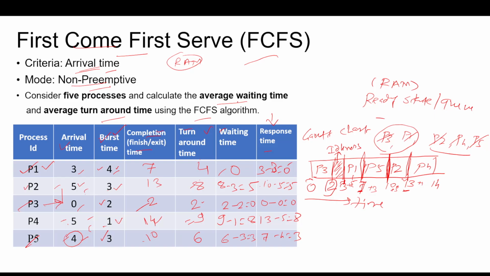Now our question is average waiting timing. So whatever values are there, 0 plus 5 plus 0 plus 8 plus 3. So total is 16, right? 16 divided by 5, and total turnaround, so 4 plus 8 plus 2 plus 9 plus 6, so near about 29 divided by 5. So whatever answer is there, I think here 5.8 unit, and 16 divided by 5 is equal to 3.2 unit. So likewise we have to calculate this.